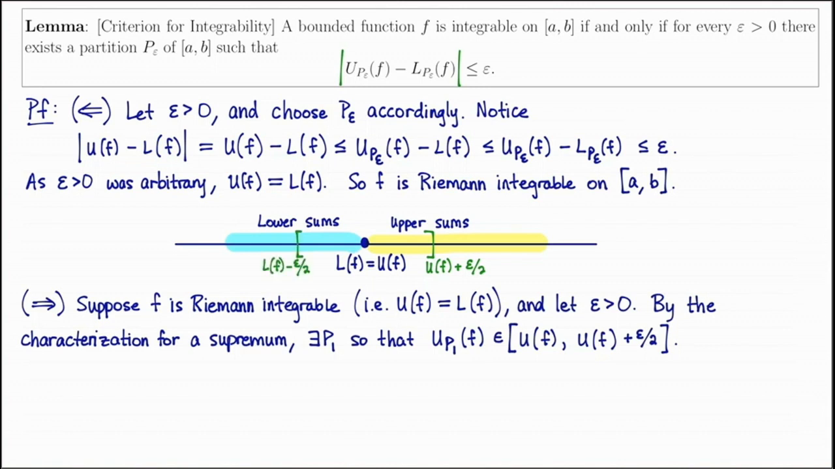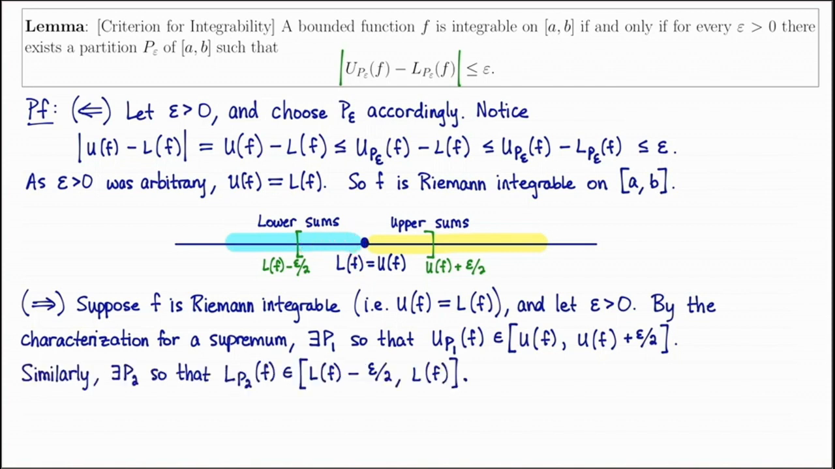Similarly, we can go the other direction. So if I go to the lower integral and subtract off epsilon over 2, I know that in this region I'm going to have a lower sum. Therefore, there exists some other partition. It's probably not the same partition as p sub 1, so that's key. There exists some partition, let's call it p sub 2, so that the lower sum of f with respect to p sub 2 lives in the closed interval from L of f minus epsilon over 2 through L of f.